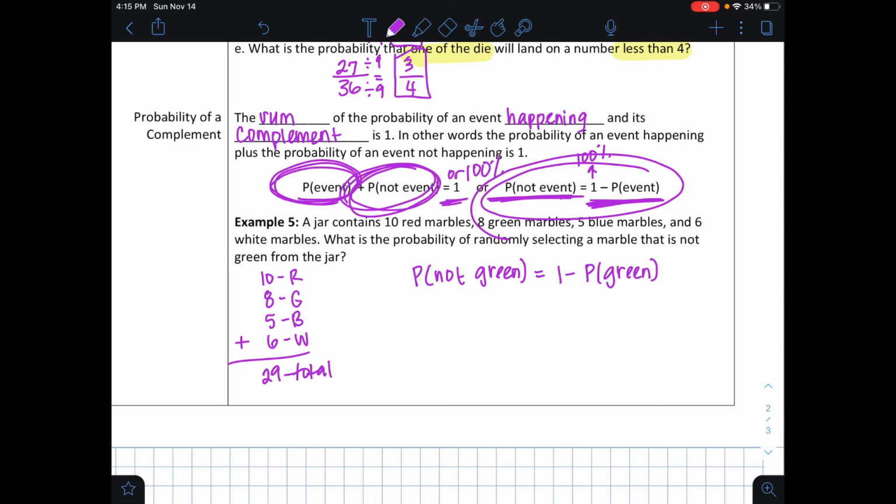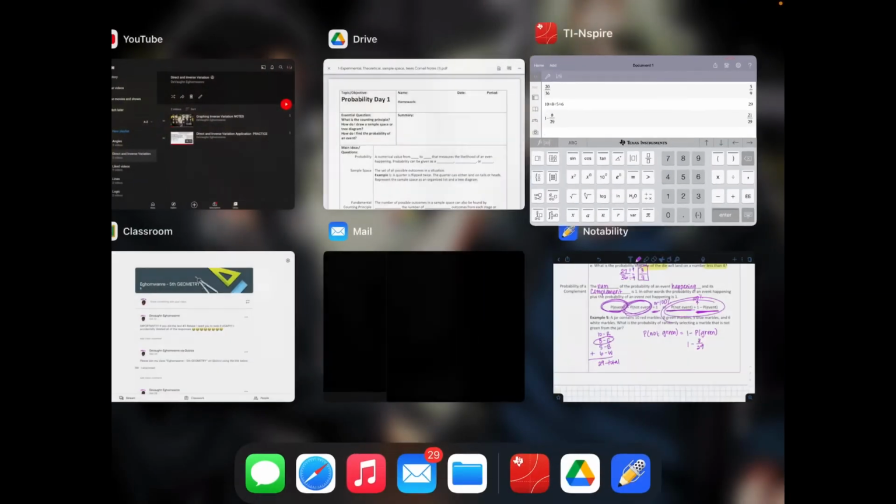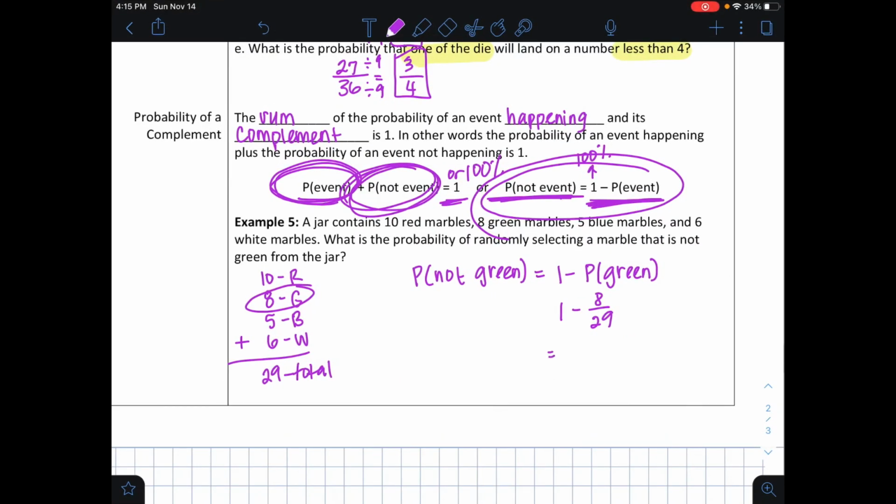All right, so the probability of not green is going to equal 1 minus the probability of green. Well, how many greens are there? 8. And then the total is 29. So 1 minus 8 out of 29 will give us our answer. Hit enter. 21 over 29. And that equals 21 over 29. And that's it. If you want to change it to a decimal or a percent, be my guest.